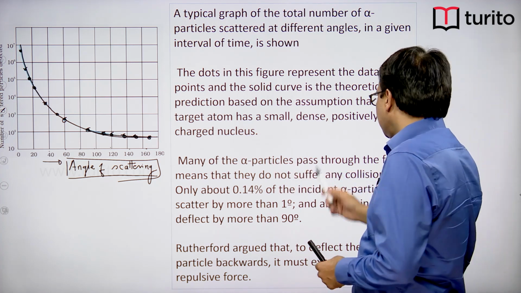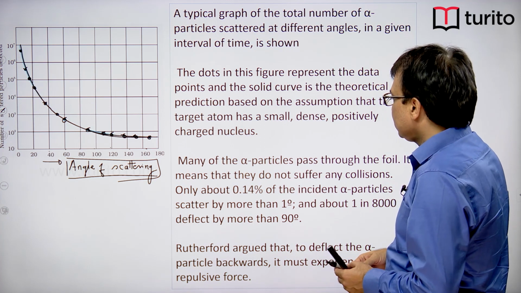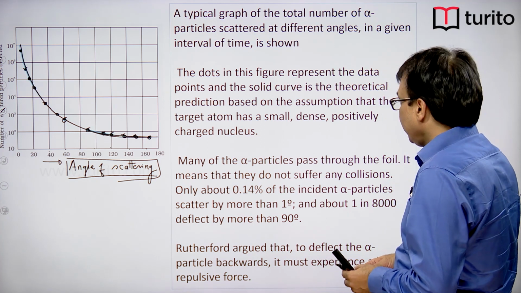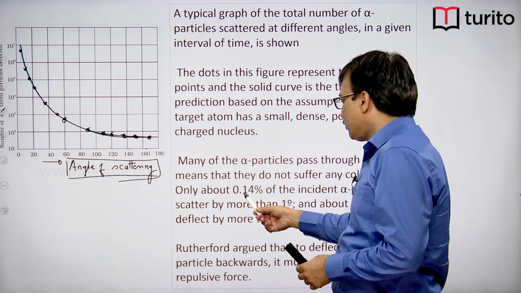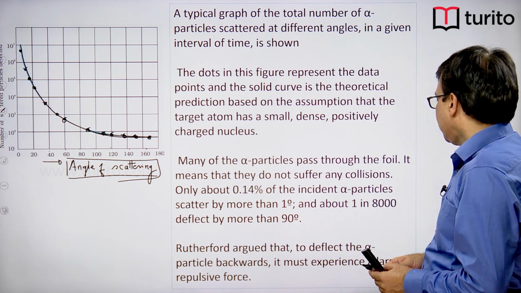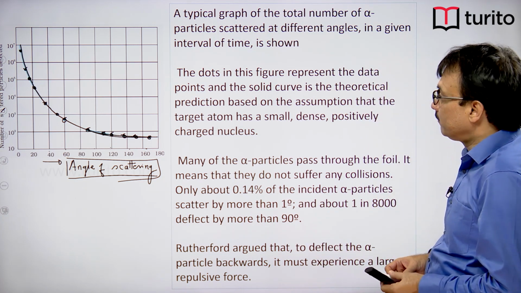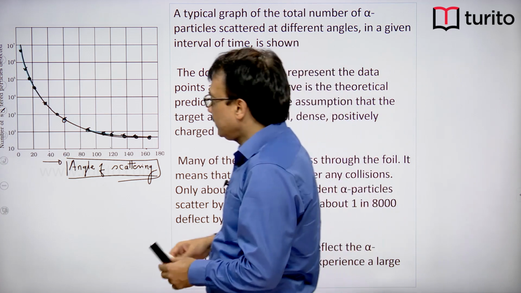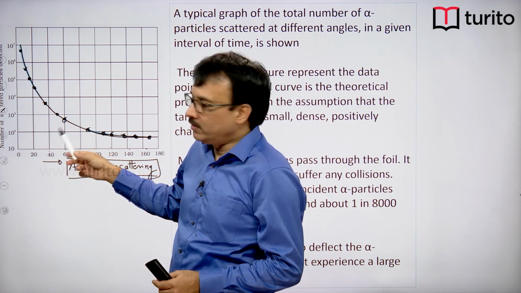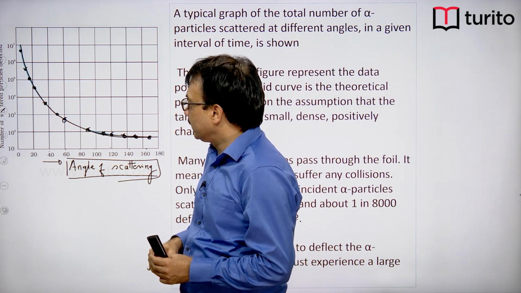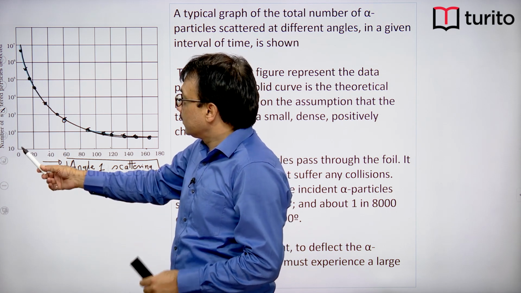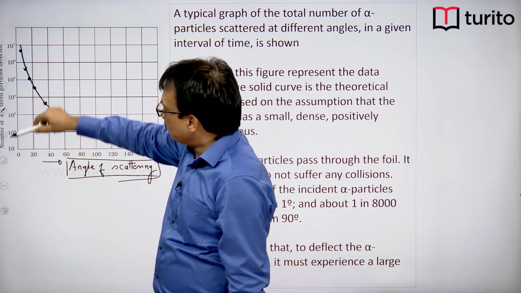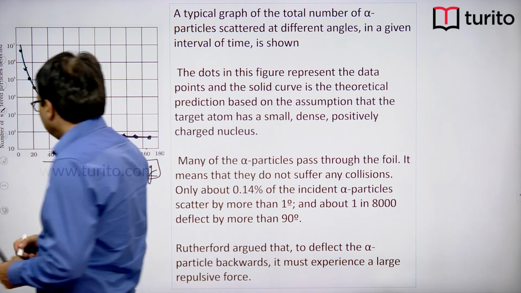Many of the alpha particles pass through the foil. It means that they do not suffer any collisions. Only about 0.14% of the incident alpha particles scatter by more than 1 degree. If you look at the data available in this diagram or in the graph, you will see that this number is huge, corresponding to a small scattering angle.